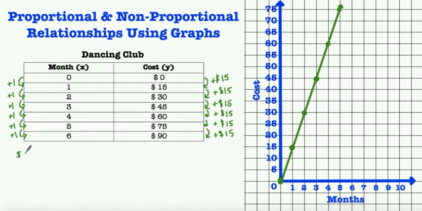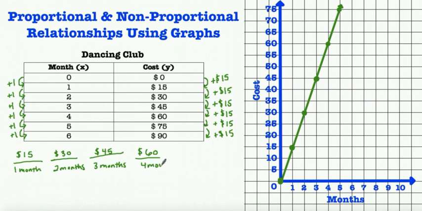So we paid $15 for the first month, $30 for 2, $45 for 3, $60 for 4, $75 for 5, and $90 for 6.